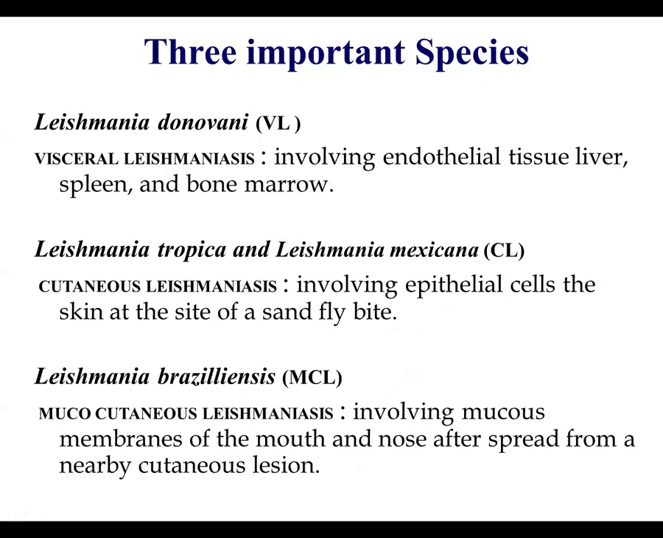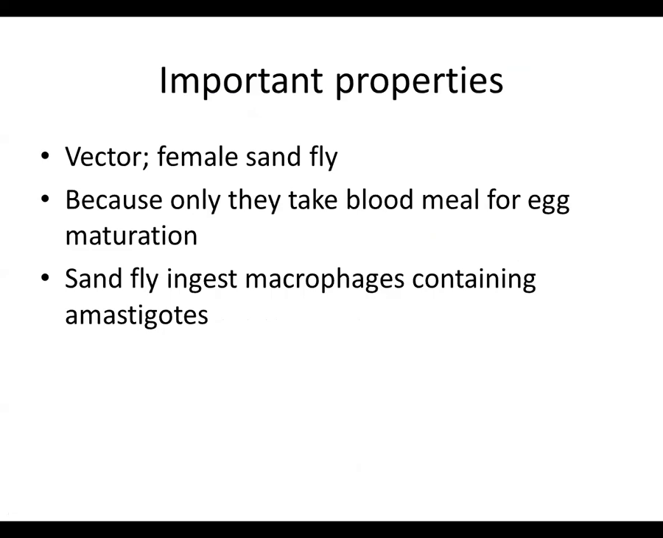Three important species are Leishmania donovani, which is causing visceral leishmaniasis. It involves endothelial tissue, liver, spleen, and bone. Leishmania tropica and Leishmania mexicana cause cutaneous leishmaniasis, involving epithelial cells, the skin, and the site of the sandfly bite. Leishmania brasiliensis causes mucocutaneous leishmaniasis, involving the mucous membrane of the mouth and nose, spread from a nearby cutaneous lesion.